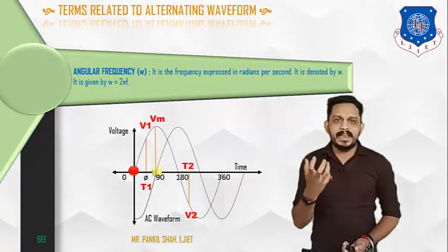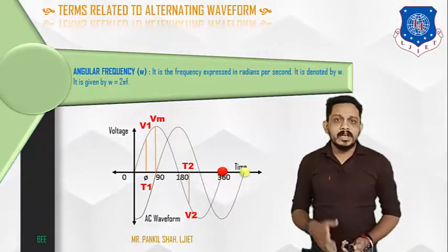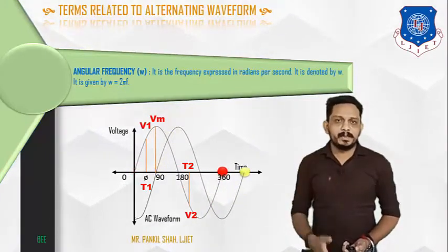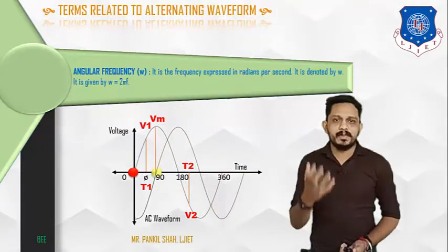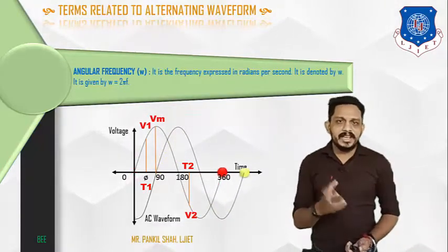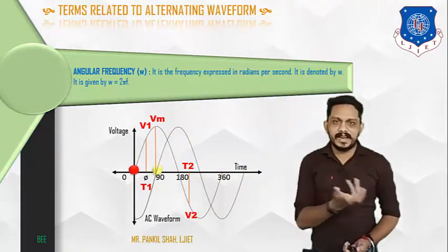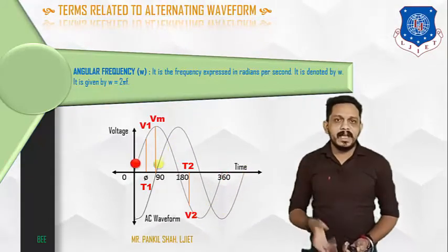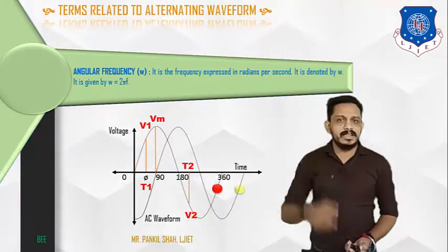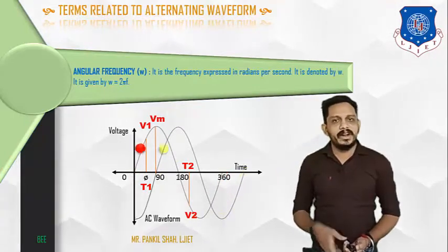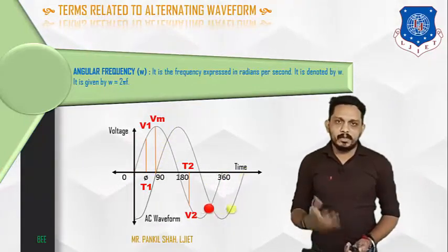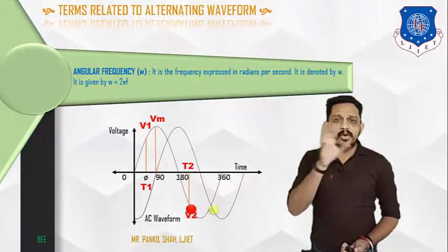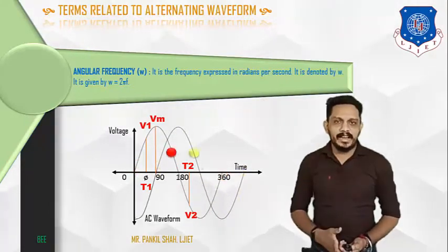So what do you mean by angular frequency? Angular frequency is the frequency expressed in radians per second. Radians is the angular displacement and seconds is the time. So angular frequency is how much of an angle that coil has rotated per unit time. So basically angular frequency is the angular rotation per unit time.